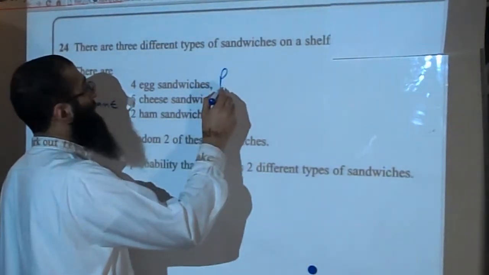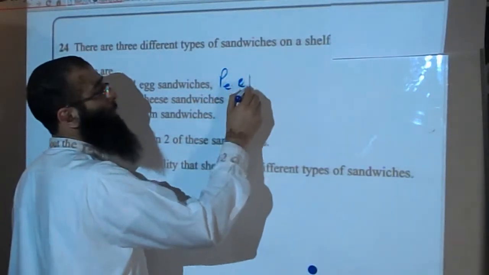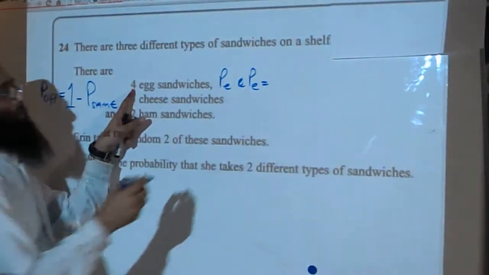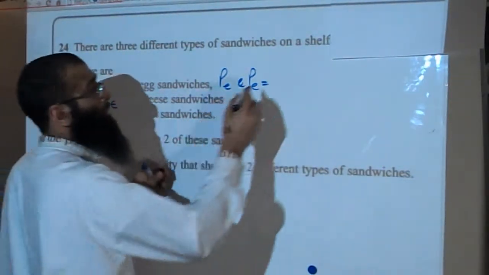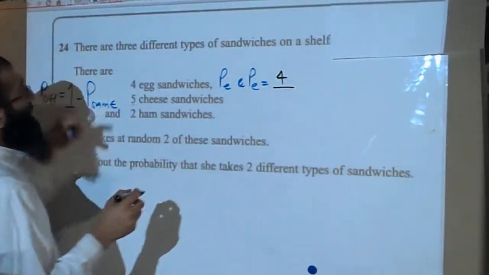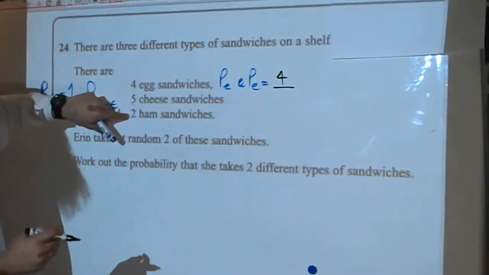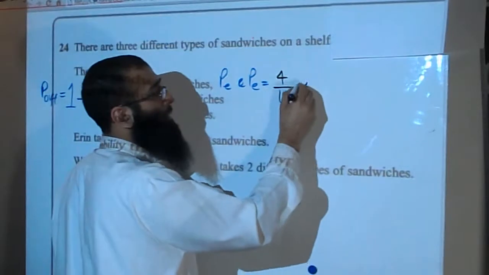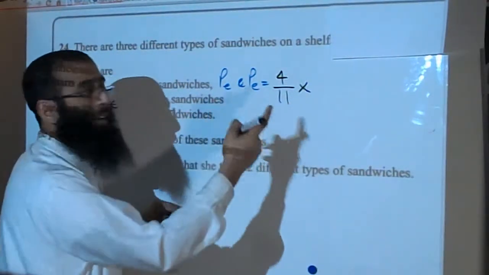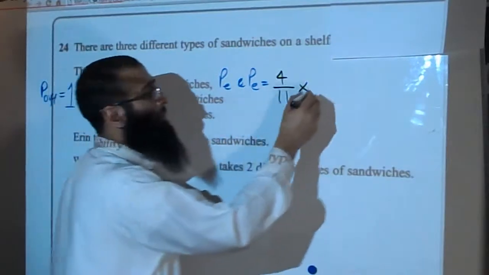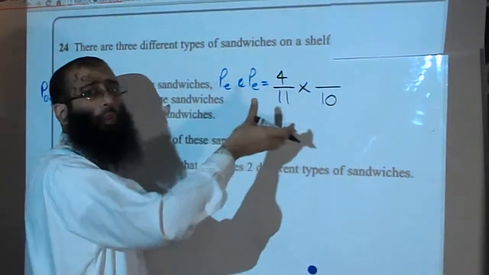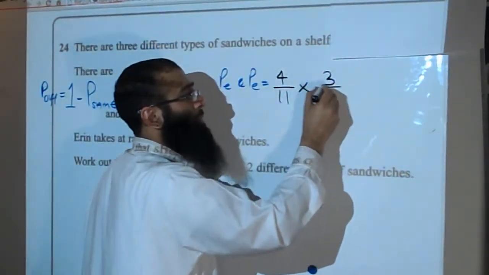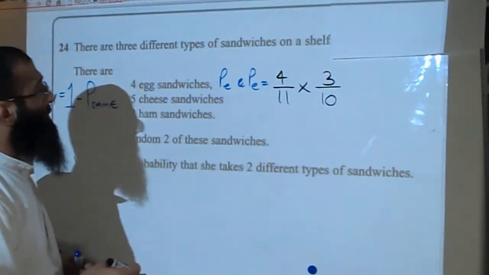Now, the probability of an egg sandwich and the probability of an egg sandwich. The probability of the egg sandwich is going to be equal to 4 out of, we've got 4 plus 5 is 9, 9 plus 2 is 11, so there's 11 sandwiches altogether, so 4 out of 11. The 'and' means multiply, probability of the next egg sandwich. Now we picked 1 egg sandwich, so this 11 has now become 10. Because you had 11 sandwiches, 1 was taken out, now you have 10 left over. 4 of them were egg, now you've got 3 left over. So this is called probability without replacement.